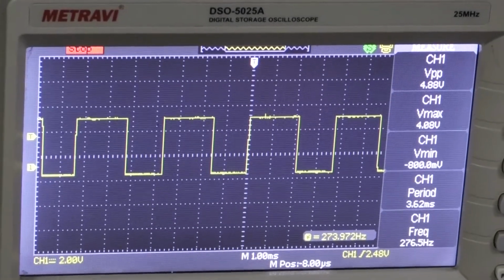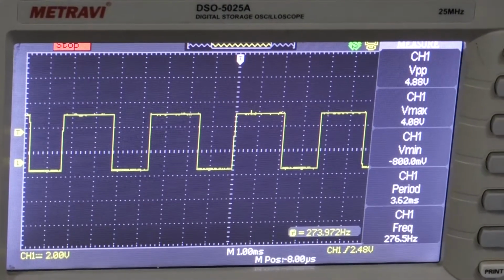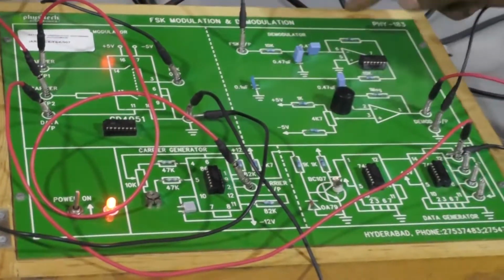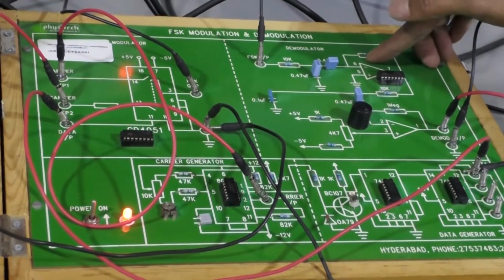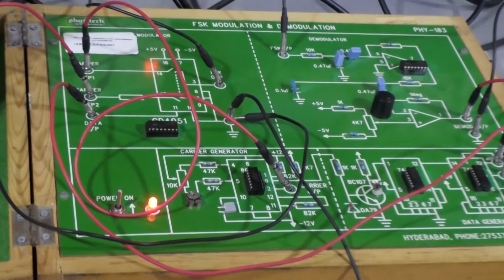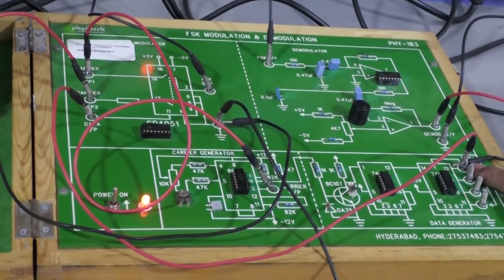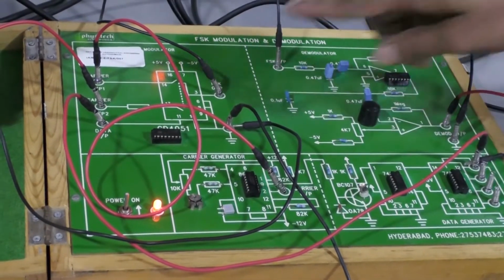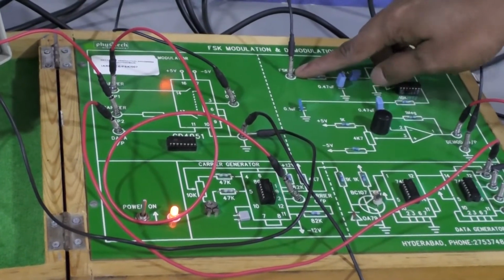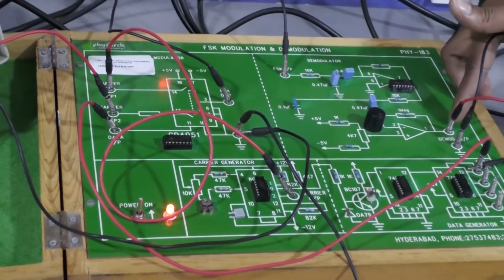So first we have to transmit the data, carrier 1 and carrier 2 to the modulator. After transmitting, we have to receive, that means we have to demodulate the same data which is transmitted from the data generator. Whatever data we have transmitted from here to here, that can be modulated. Afterwards, the modulated data can be demodulated. The demodulated data can be represented like this.